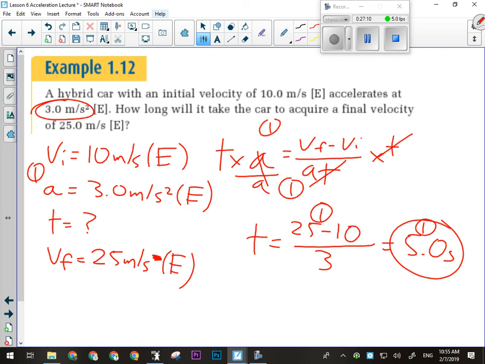I've seen this happen so many times. I had a kid like 6 or 7 years ago. He just refused to show any work. On his final exam, he forgot to put his calculator back in degree mode.